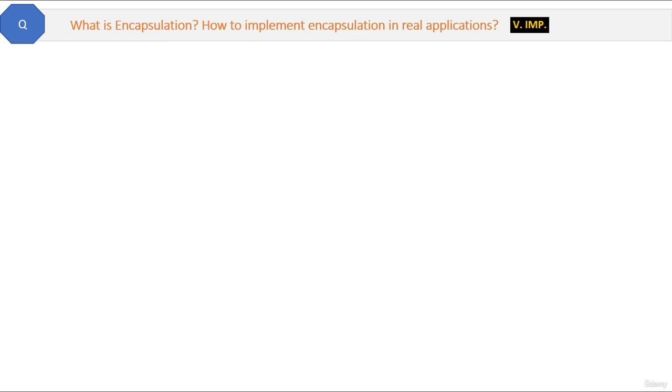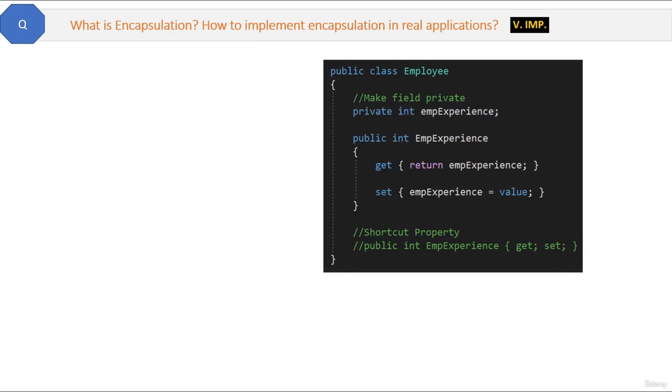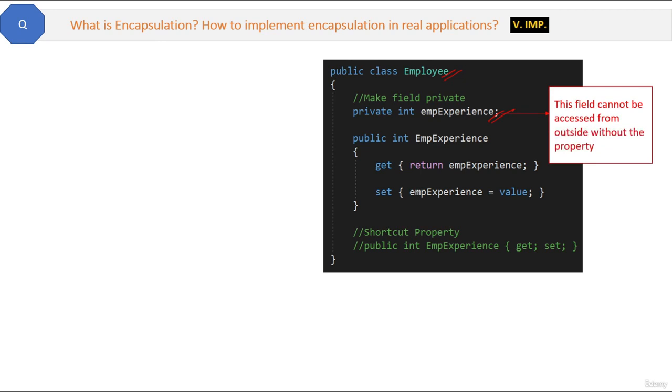What is encapsulation? How to implement encapsulation in real applications? Encapsulation is a very important concept of OOPS. Most of us don't know, but we are already using encapsulation in our projects. Let me show you the code first. Here is an employee class which has a field, EMP experience, which is basically the employee experience. Remember, when we say field in C#, it represents the data only. Now this field cannot be accessed from outside of this class because it is a private field. To access this field outside, we have to create a public property, EMP experience, like this.